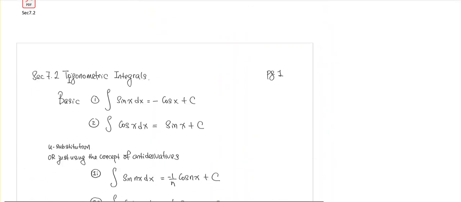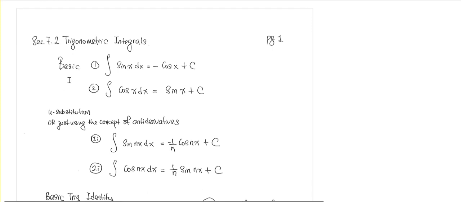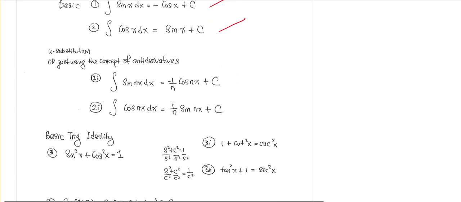Today we are going to look at section 7.2, which is trigonometric integrals. Before we look at all the complicated examples, let us recall the basic facts that you need to know: the integral of sine x dx is obviously negative cosine of x plus c. The integral of cosine of x dx is sine x plus c.